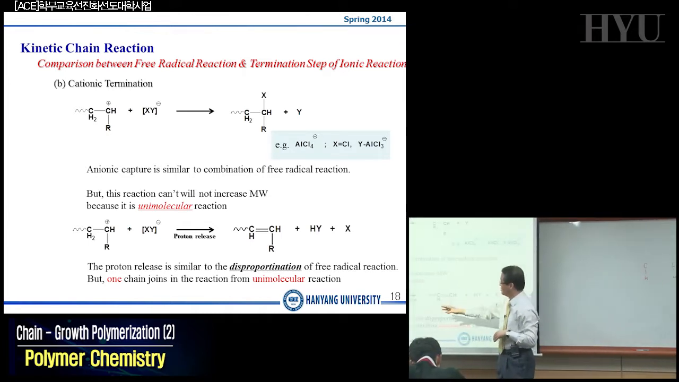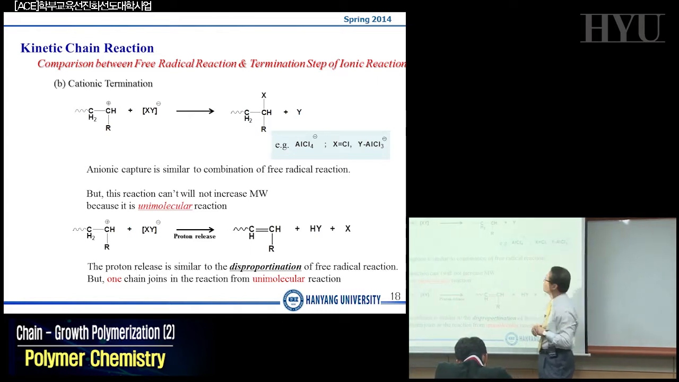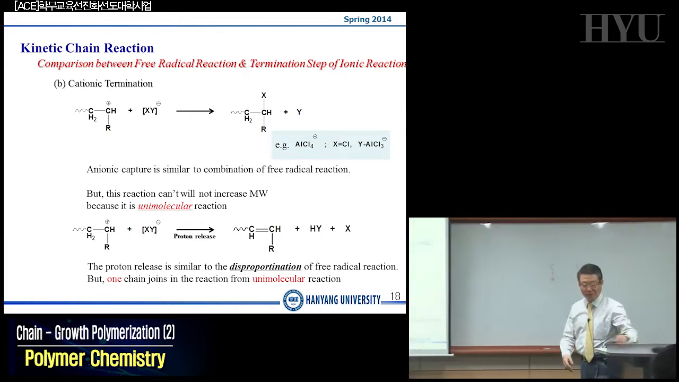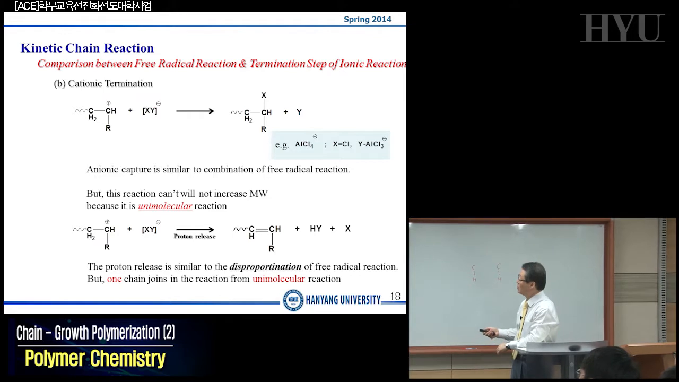That's why we call this a unimolecular reaction. And the termination reaction mode is that one of these XY will be cleaved. X and Y, in this case, is aluminum tetrachloride here, and the chloride ion will be moved, whereas AlCl3 will be moved over to here as a Y, and the X would be a Cl group here.